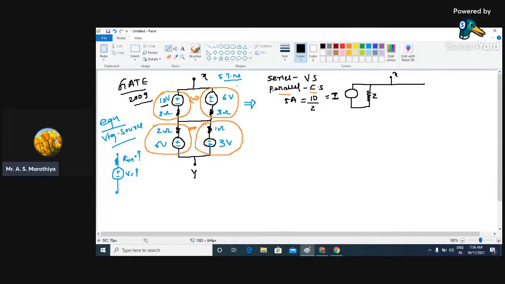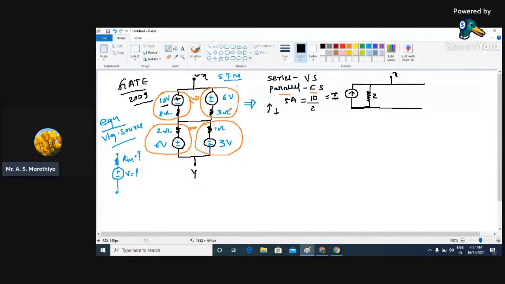Now what will be the direction? It is going to be either upward or downward. So see here, this plus polarity is with respect to terminal X. So whenever we have plus, we need to indicate the arrow over there. So the arrow has to be in upward direction. I hope this is clear to everyone. So this is how we have converted this 10 volt 2 ohm voltage source into 5 ampere 2 ohm current source. In the same way, same logic we need to apply over here.